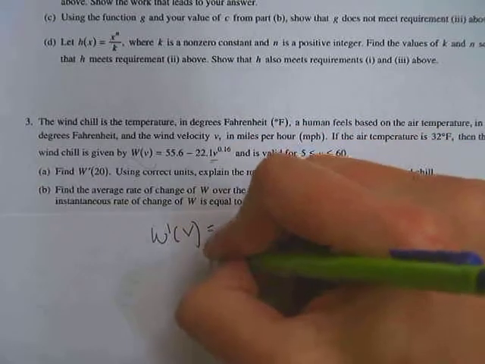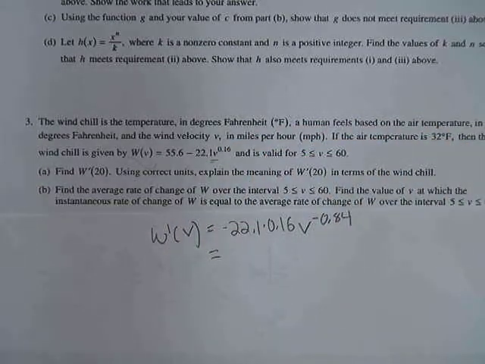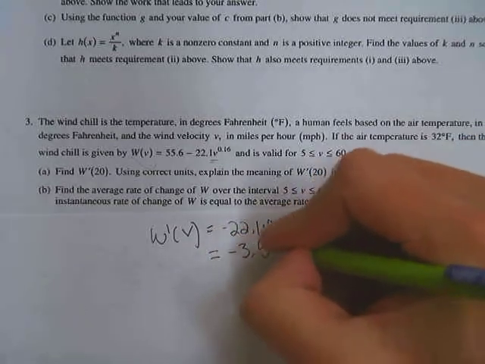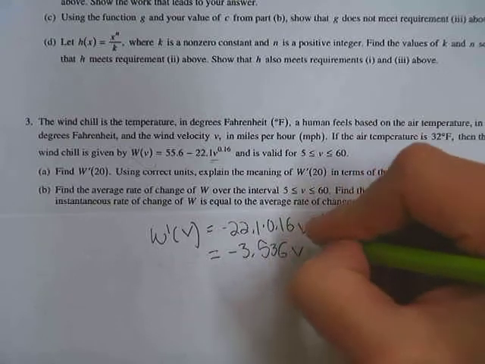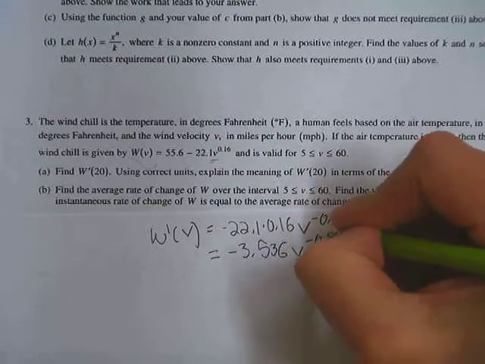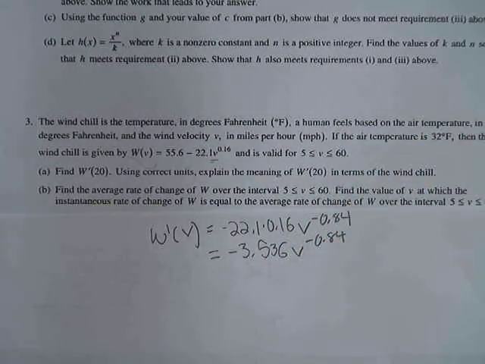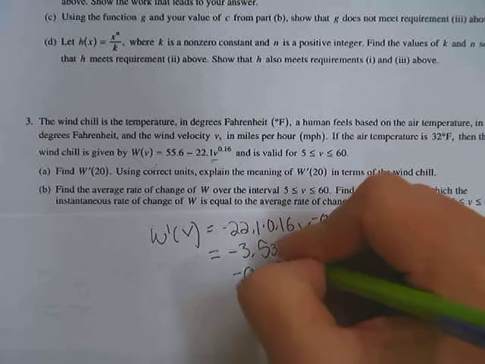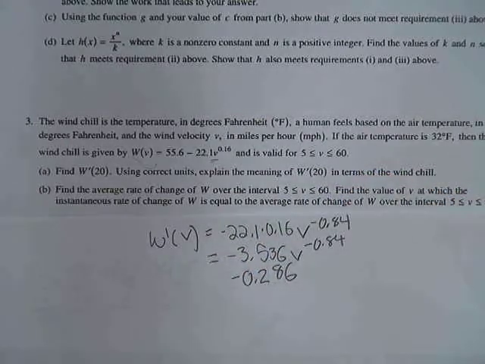Cool. I can simplify this derivative very easily, and I can get negative 3.536. By simplify, I mean plug it into my calculator and get the answer. Great. Now I need to find W prime of 20. So I just plug in 20 here, and should you do that, you get negative 0.286.